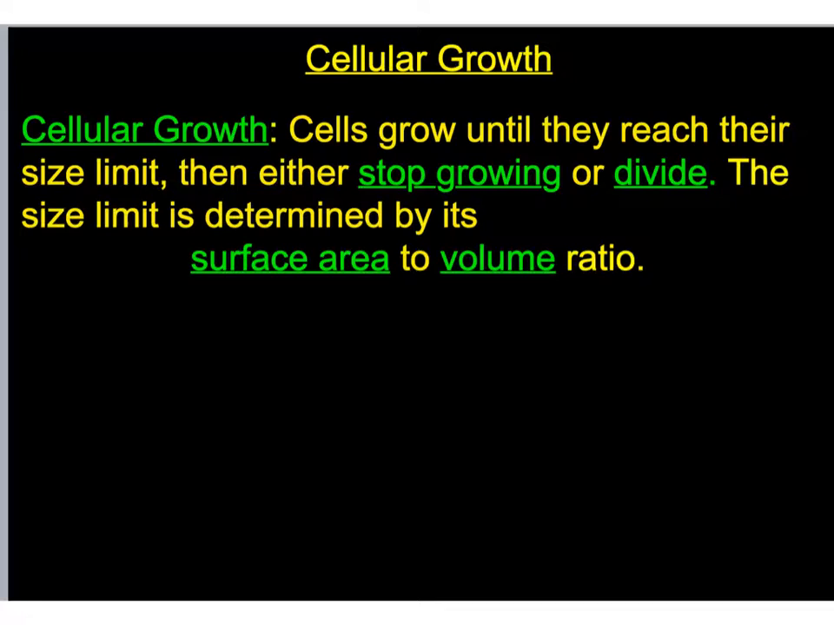So cells grow, and as they grow, they get larger and larger, but at some point they have to stop growing or divide. The reason is that cells must stay small, because as they grow, their surface area to volume ratio changes. Let's take a look at how that actually works mathematically.